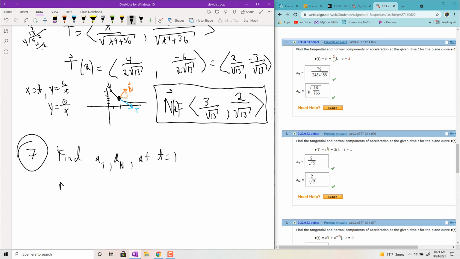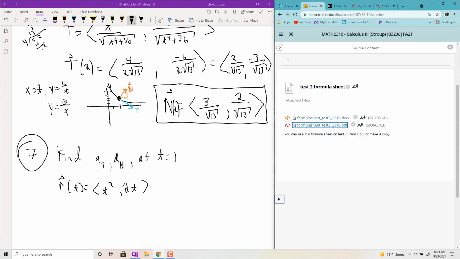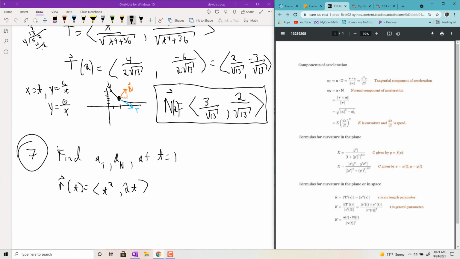And our function r of t is t squared, comma, 2t. So this is the kind of thing you would need that formula sheet for. And looking over there, I'll probably use for a sub t the v dot a thing. That tends to be the one you go to, v dot a or the magnitude of v. Okay, so I need the velocity and the acceleration. So the velocity is just the derivative, of course, 2t, comma, 2. The acceleration then is going to be 2, comma, 0.